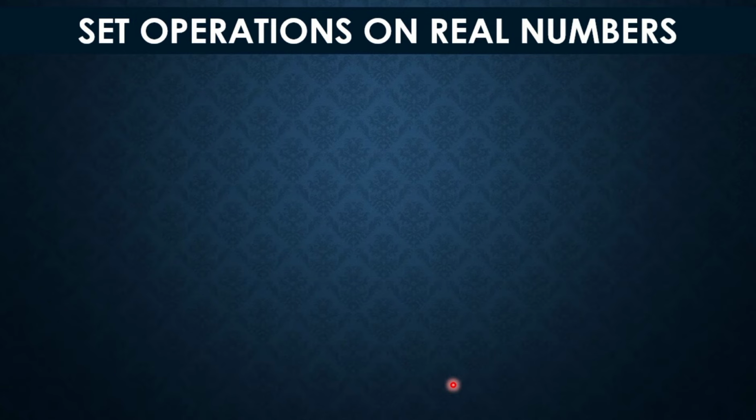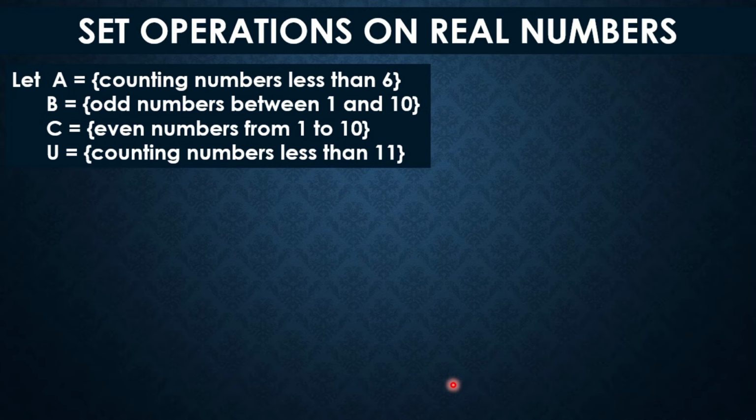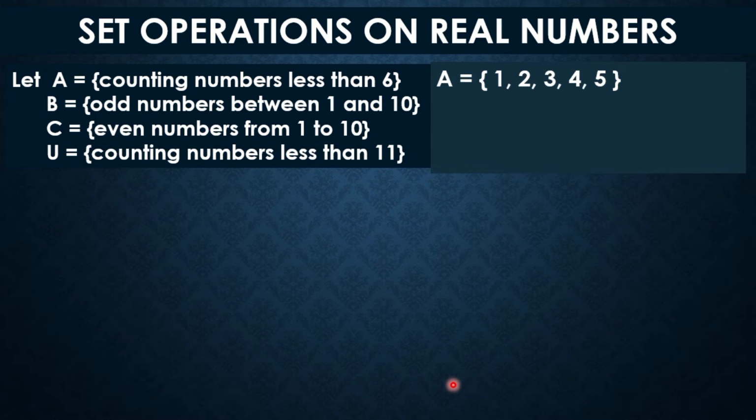So, let's have set operations and set on real numbers. So, I have here set A, B, C, and the universal set. Okay. So, let us find first the elements of set A. So, set A, we have counting numbers less than 6. So, what are those numbers less than 6 o mas mababa sa 6. So, we have set A, 1, 2, 3, 4, 5. So, make sure na tama ang pag-list natin ng elements dito kasi pag mali tayo dito, there might be a possibility na magkakamali rin tayo sa ating answers.